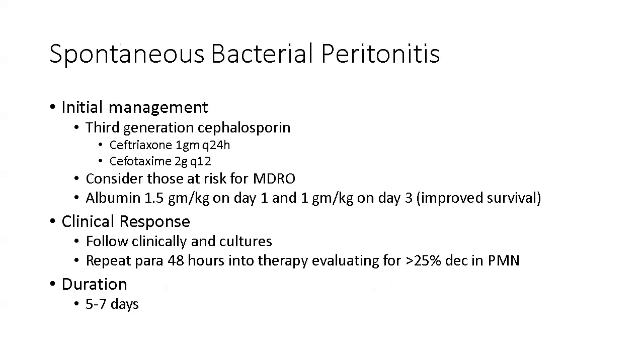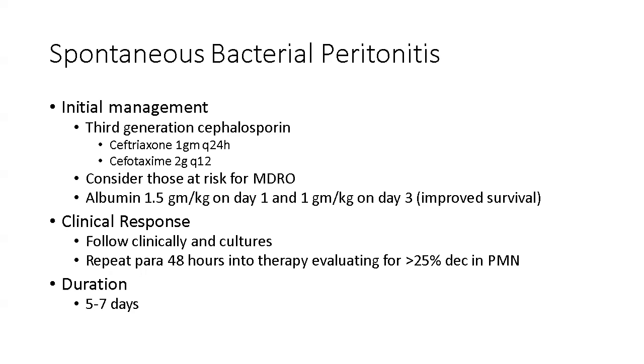Initial management is going to be a third-generation cephalosporin. Here we use ceftriaxone, 1 gram every 24 hours. You can use cefotaxime also. Think about those who are at risk or have a history of multidrug-resistant organisms. Rocephin won't be quite broad enough for that. So if they have a history of ESBL or other risk factors, nosocomial infections, things like that, you may need to start broader than that, with Zosyn or meropenem. And then again, AKI: with these patients, we're always thinking about their renal function.